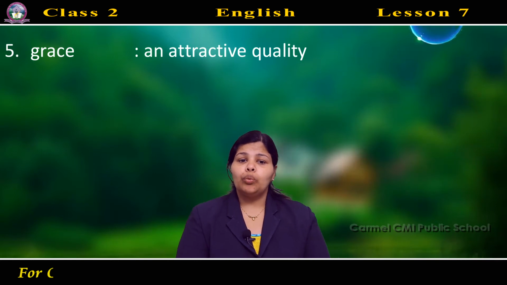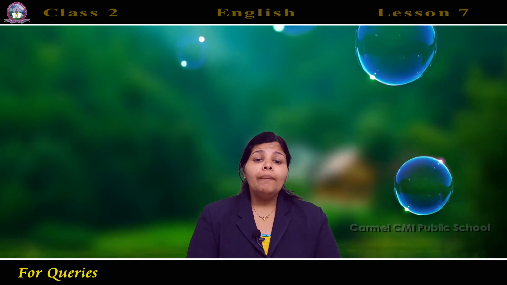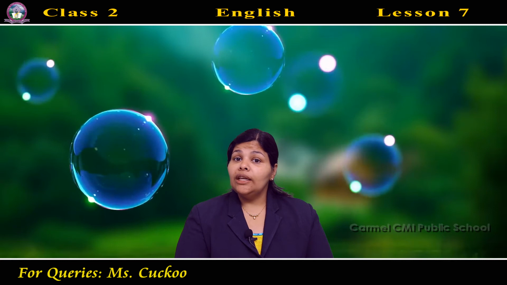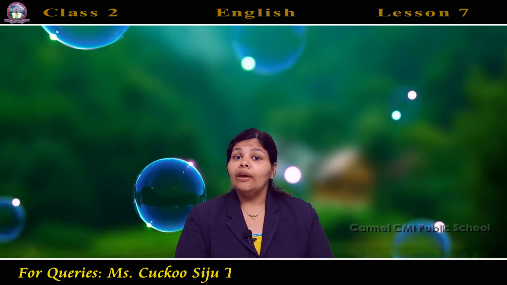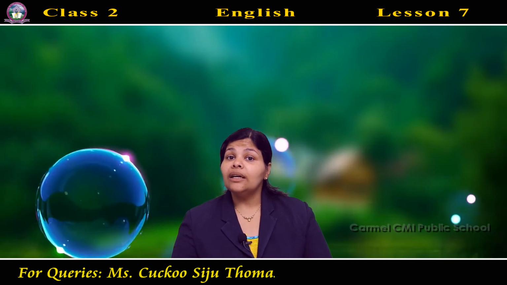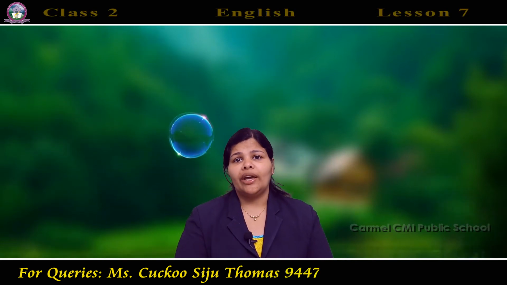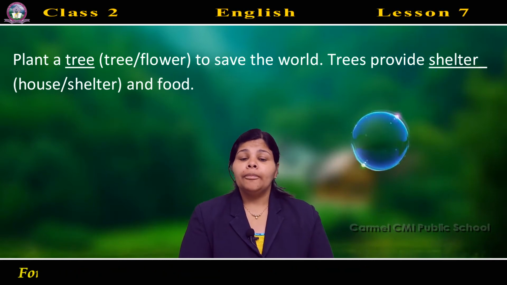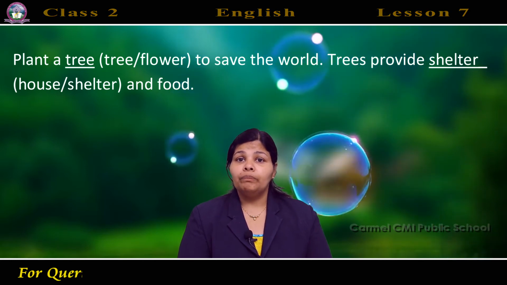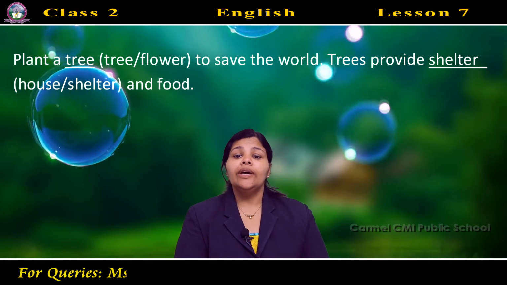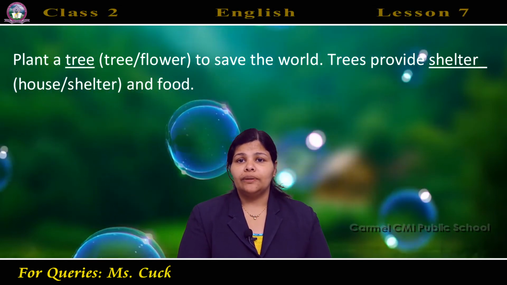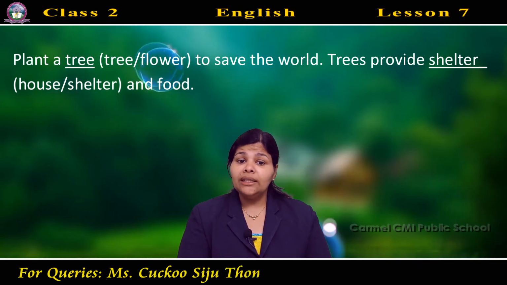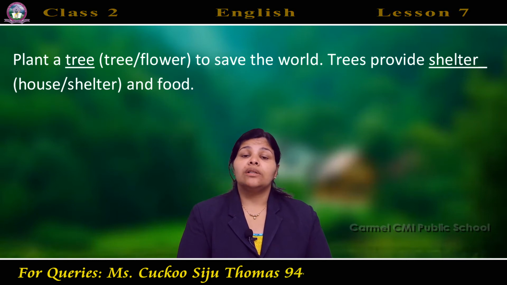Now, let us look into the questions from the lesson. On the basis of your reading of the poem, fill the blanks. Read the lesson carefully and answer the questions. Read several times and then try to answer these questions. Plant a dash to save the world. Tree or flower? What does the poet say here? Plant a tree. Very good. Trees provide dash and food. What does the poet say in this poem? It provides shelter and food. So, house or shelter? Shelter.